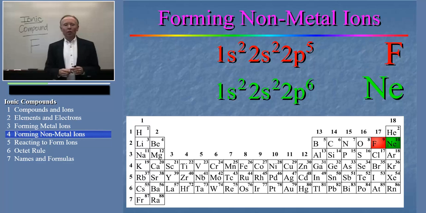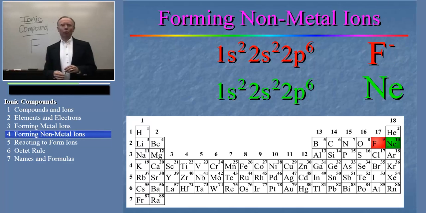So, the question we ask ourselves at this point is, what would fluorine need to do to obtain the electron configuration of neon? And the obvious answer is that the fluorine atom will take on one extra electron. In doing so, it's converted from a neutral atom to a negatively charged ion, an anion. And it turns out that that's exactly how fluorine atoms normally react. They pick up an electron to form the 1 minus ion, and therefore obtain the electron configuration of neon.